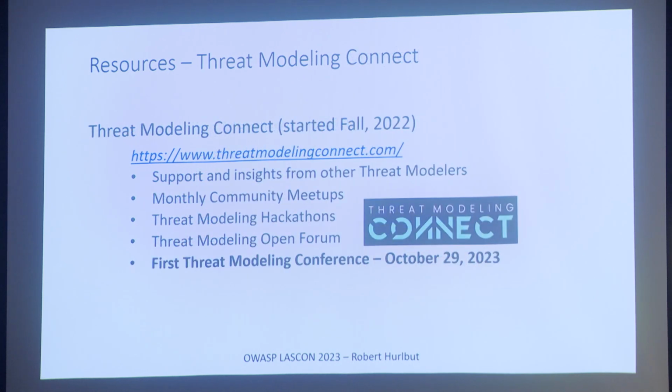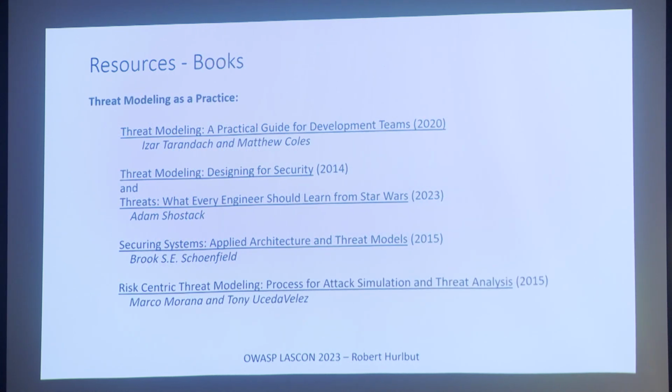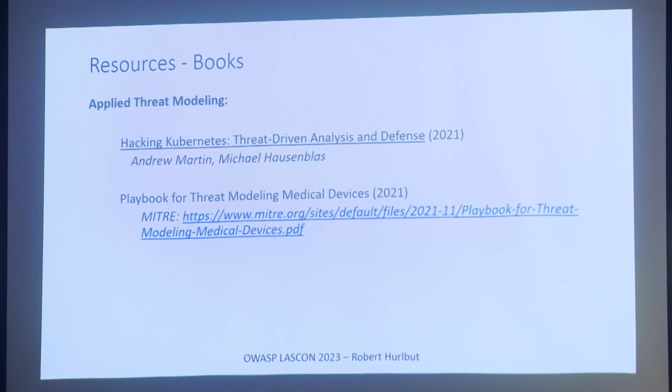Some resources, Manifesto, Threat Modeling Connect. There's a number of books that are available. You can take a look at those. If you're interested in just applied threat modeling, this one, Hacking Kubernetes, is one of my favorites. Came out a couple of years ago. Excellent book, taking you through, if you're building anything in Kubernetes, from start to finish, how do I think about the threat models for the systems I'm building, attack trees, and so on. Lots of great examples, lots of walkthroughs, so highly recommend that book if you're interested.